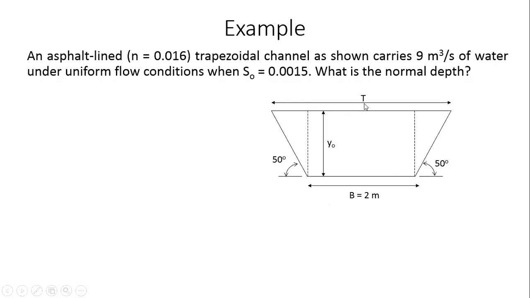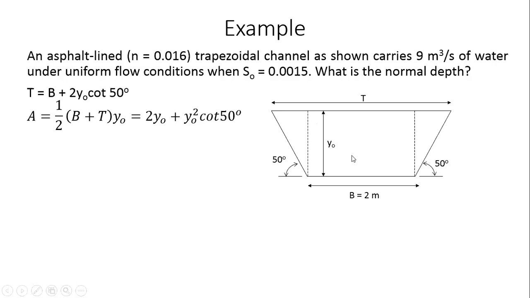So this top width T, you can very easily see it will be B plus 2 times this length, right? Because the channel is symmetric, you can estimate this T as B plus 2 times this length, right? Using geometry and this 50 degrees and so on, you can find out what that is. So that will be T equal to B plus 2 into y naught cotangent of 50 degrees. Okay, I'll leave the geometry to you. You can very easily figure that out.